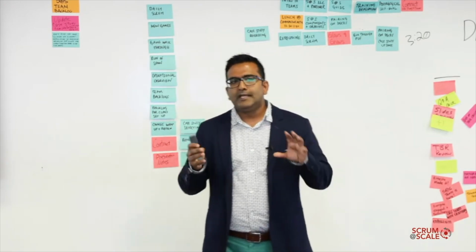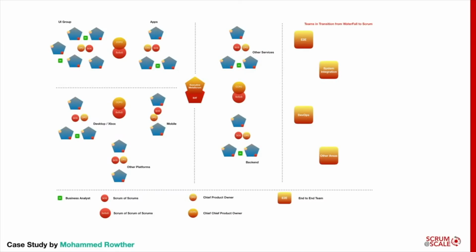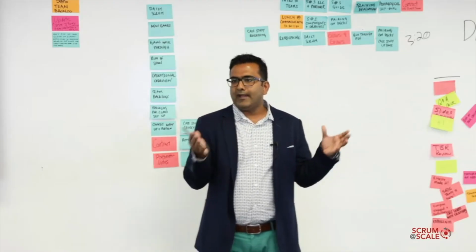We tried to build teams across various areas. So we had the UI team, we had mobile and DevOps, and other areas that had to focus on getting into the Scrum at Scale model. And we had a couple of teams that were transitioning from waterfall to Scrum. We have an end-to-end team and DevOps. They're working together, and we're trying to get them in place. But this is what our current area looks like.